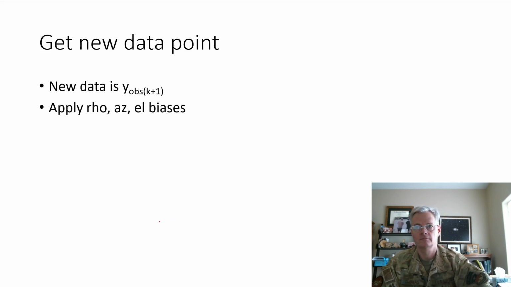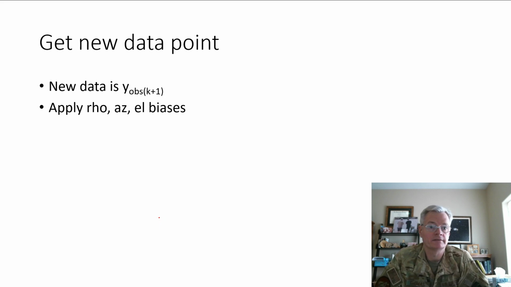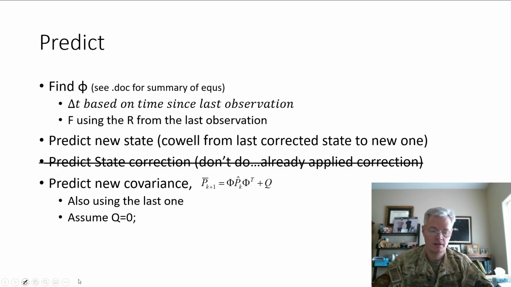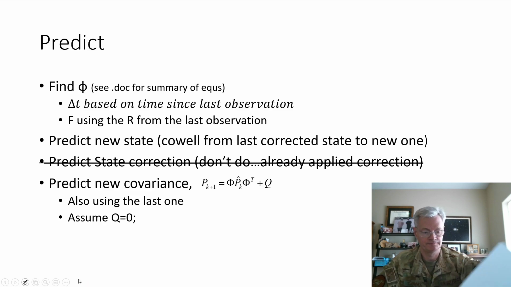Initialization. We're going to read in our new data point, our observation, and that'll be y sub observation at k plus 1. So if we started at 0, we're now at observation 1. And so you apply the rho, az, el biases. Remember, the observations come in rho, az, and el. Apply the biases just like you're already doing. Then we go into predict mode.